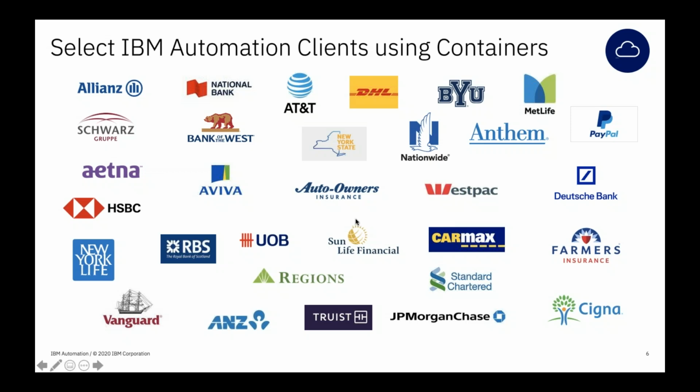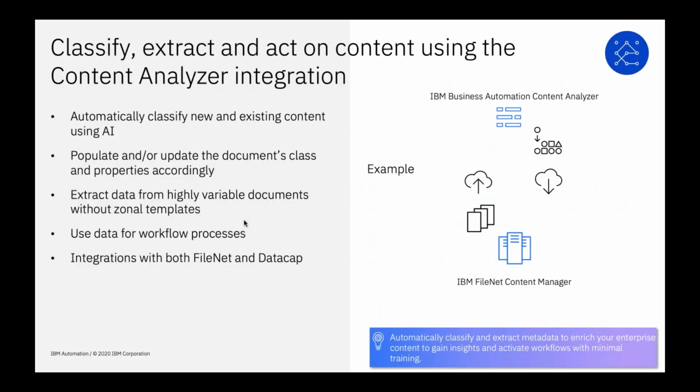Schwartz Group's another one. They've brought forward their investment. Allianz, these are all clients who are running, not just kicking the tires, running in production with FileNet in containers on Kubernetes in either IBM Cloud, OpenShift on-prem, Google Cloud, or Amazon. So lots of exciting stuff there.